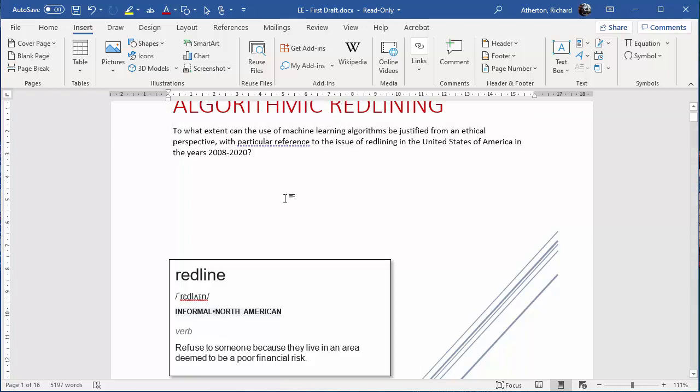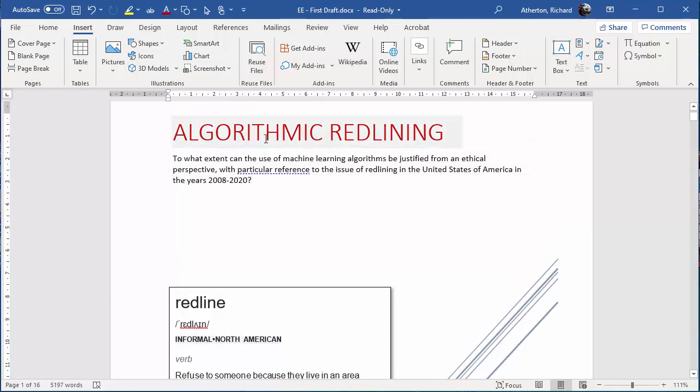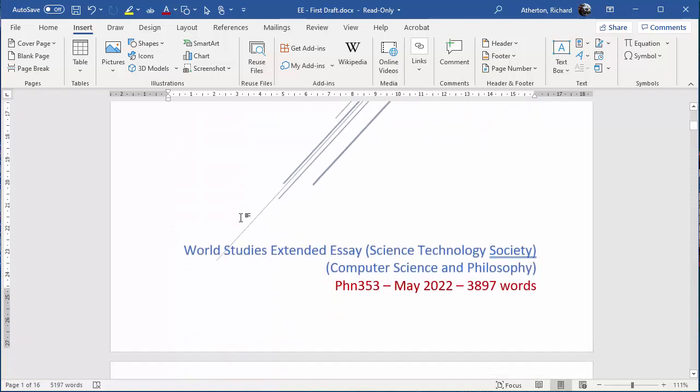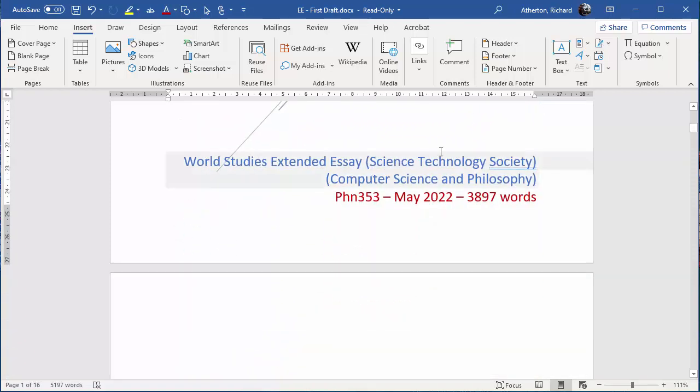And Ben's argument is that that's still going on today. So this is the title, Algorithmic Redlining. It is done through computers nowadays, but he's arguing it's the same thing. Then you have your research question. You don't have to have a definition. I wouldn't have it unless it's a very unusual word. Then it says his extended essay, which type?